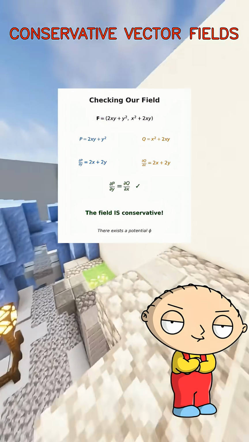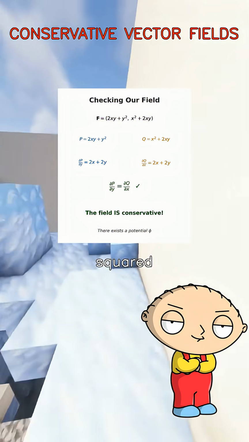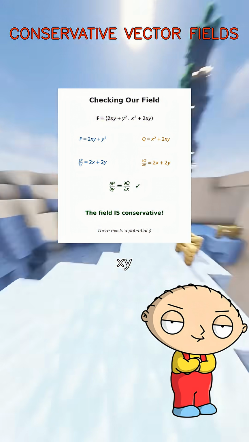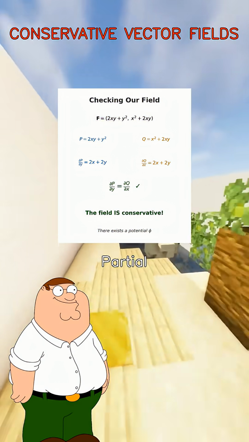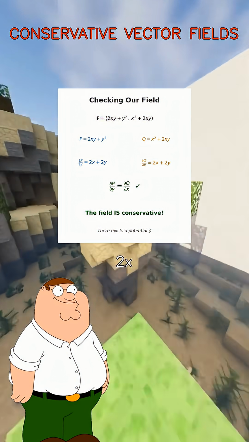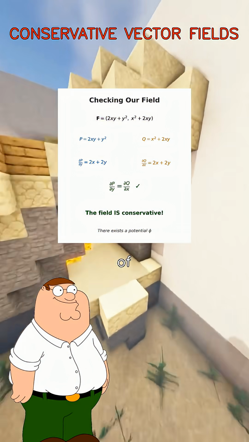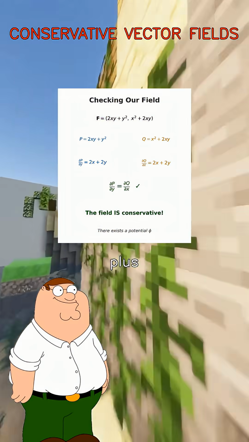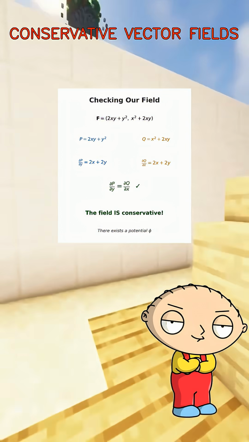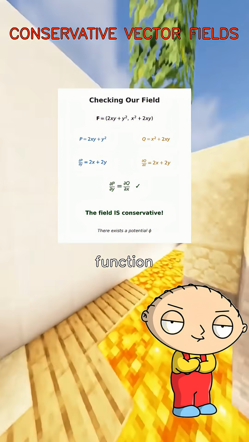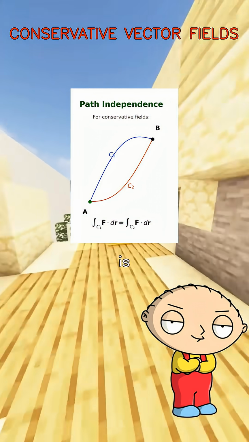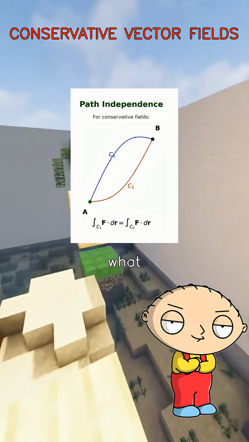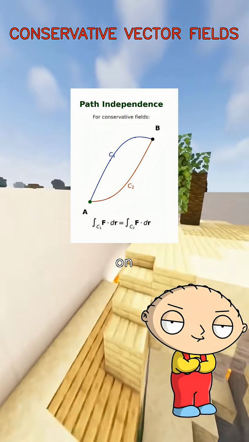Let's check our field. P equals 2xy plus y squared. Q equals x squared plus 2xy. Take the partials. Partial of P with respect to y is 2x plus 2y, and partial of Q with respect to x is also 2x plus 2y. They match. The field is conservative. A potential function exists. This means our integral is path independent. No matter what crazy curve we take, the answer only depends on the endpoints.